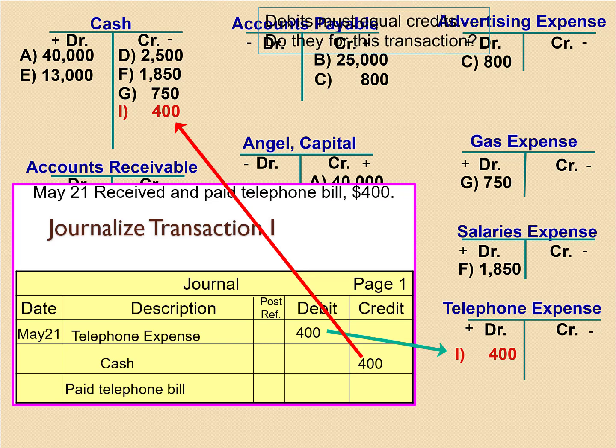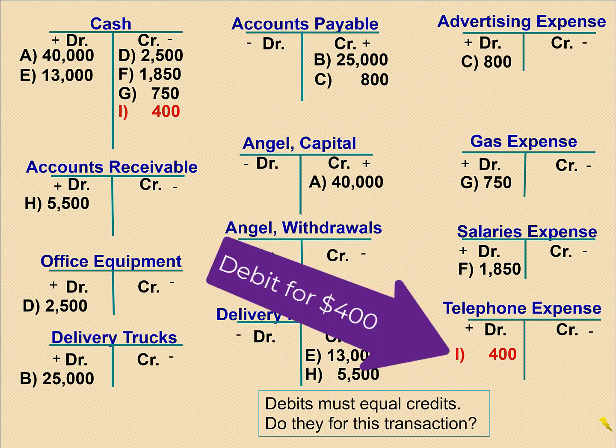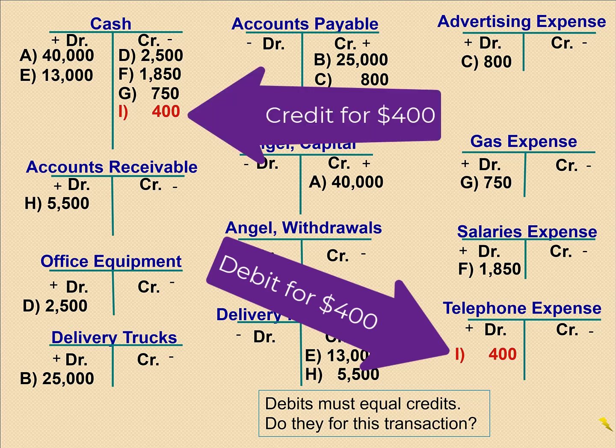And of course, the last thing we do, just double check. Do you have a debit and a credit? And are they the same amount? So it looks like we're good here.